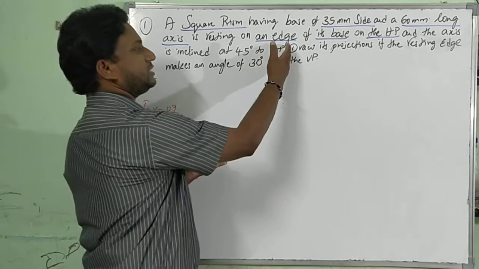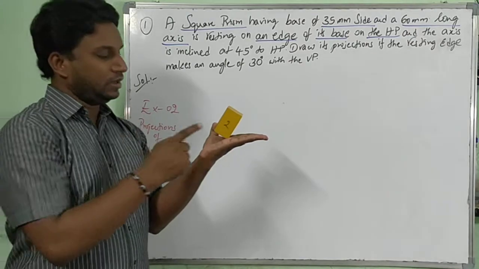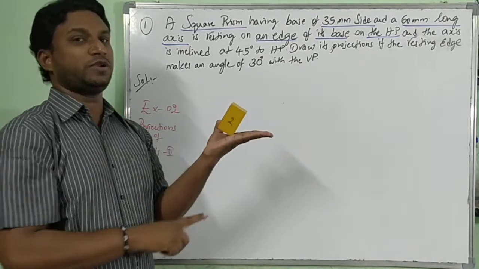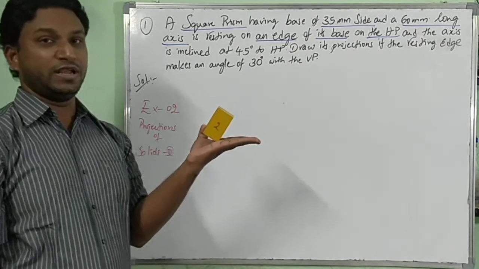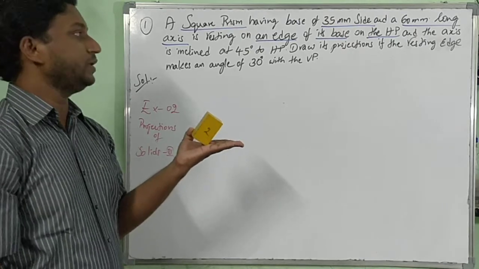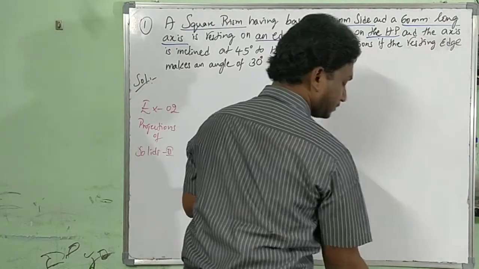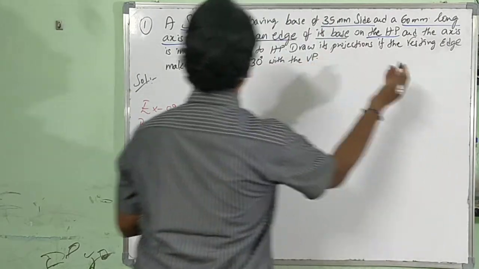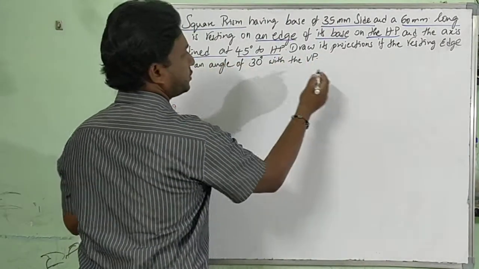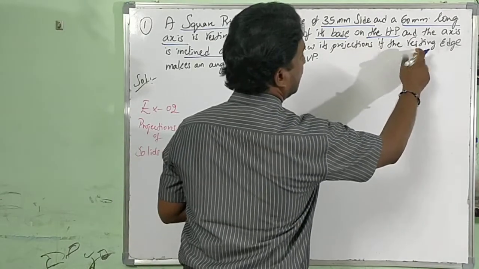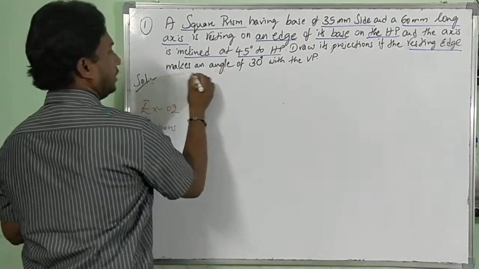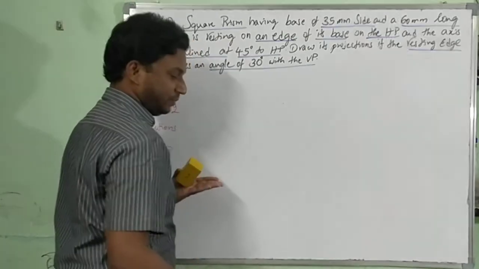Up to here, it's the same as projections of solids 1. But the inclination is done with respect to the axis, 45 degrees inclination to HP. Now, if you continue, see this: draw its projections. Axis inclined at 45 degrees to HP. Draw its projections if the resting edge makes an angle of 30 degrees with the VP.